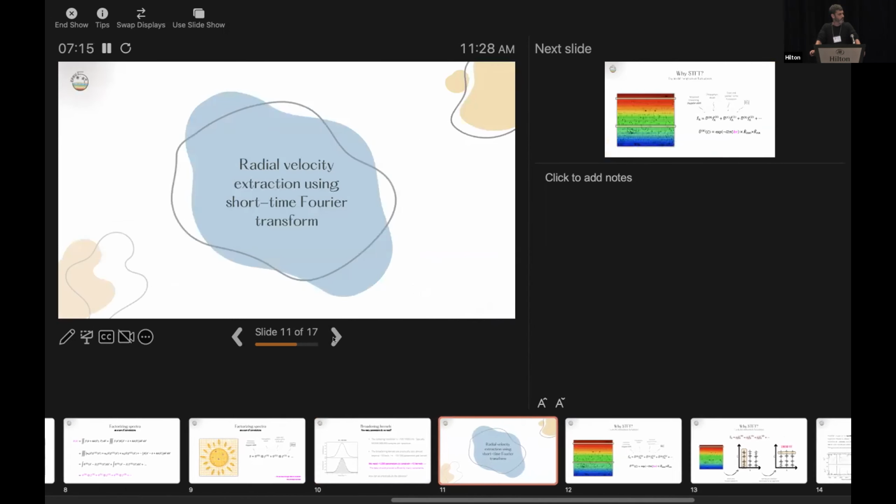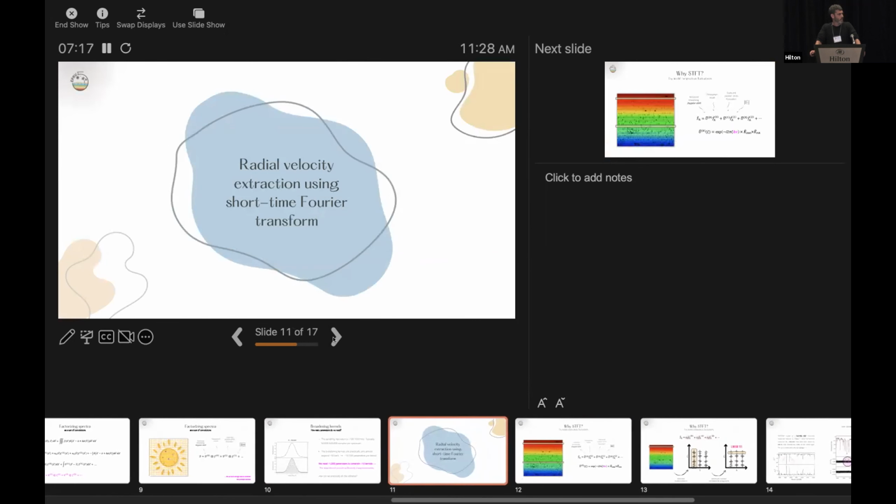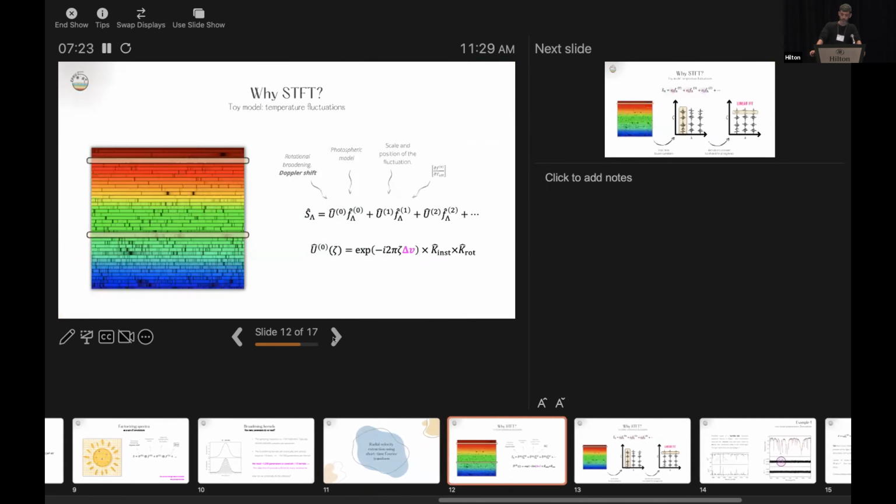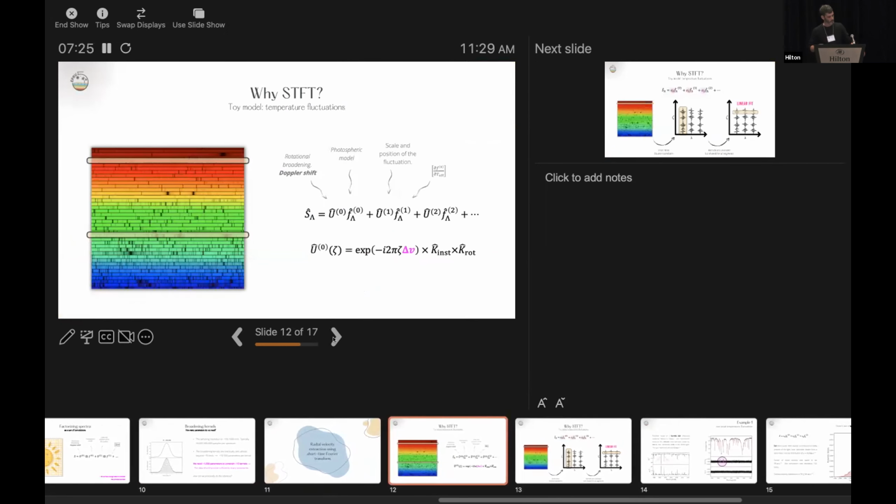And we need an algorithm that will allow us to take these kernels and fit for them. And we do it using short time Fourier transforms. Now, instead of talking about the wavelength domain, we'll talk about the Fourier transform. So everything that was a convolution before is now a very nice product of the Fourier transform of the kernel and the corresponding Fourier transform of the spectrum, or the part that we are fitting for.